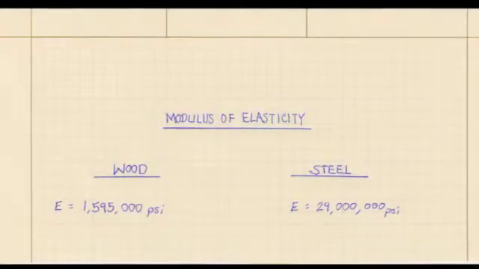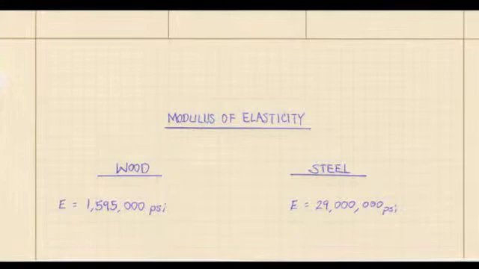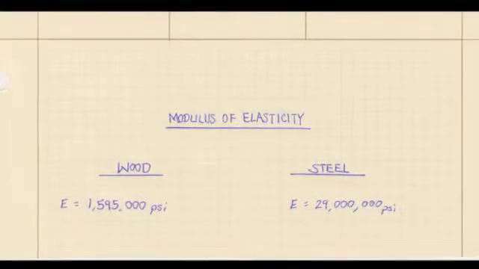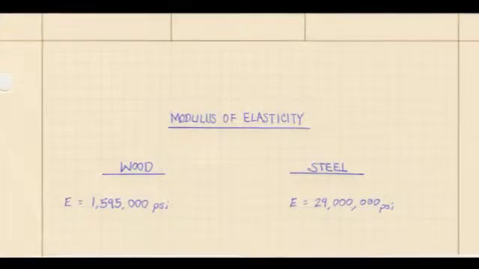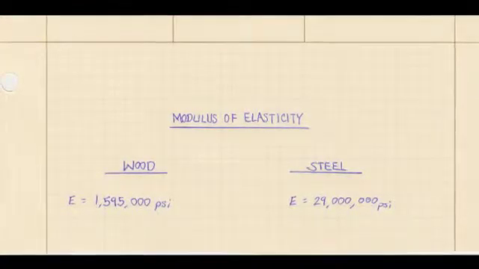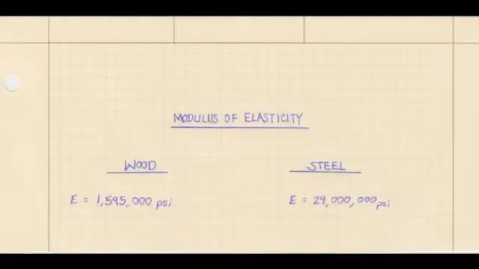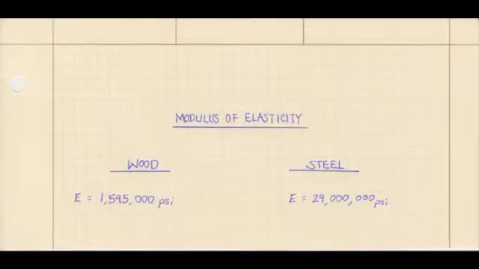Next variable in the equation that we'll analyze and discuss is the modulus of elasticity. Each material has a different value of elasticity. Wood here you can see is 1,595,000 pounds per square inch, and steel on the right is 29 million.